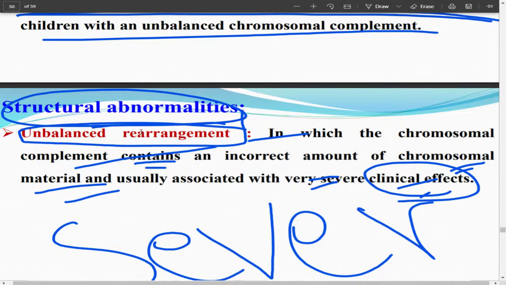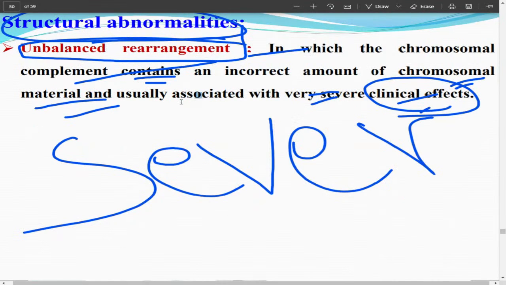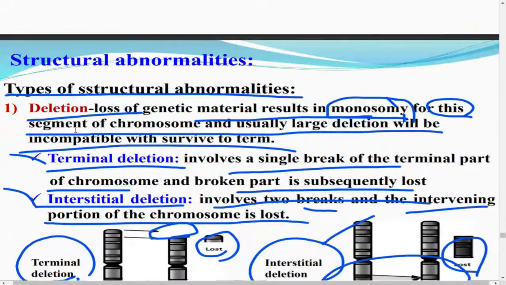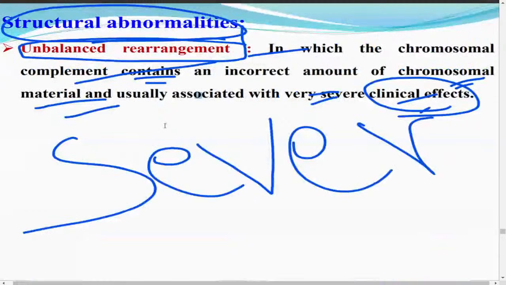Structural abnormalities, unbalanced arrangement. We have the unbalanced arrangement, severe chromosome effects; the clinical material is usually associated with very severe clinical effects. The unbalanced structural abnormality, I think this one is unbalanced, but I don't know if it causes severe or dangerous clinical effects.